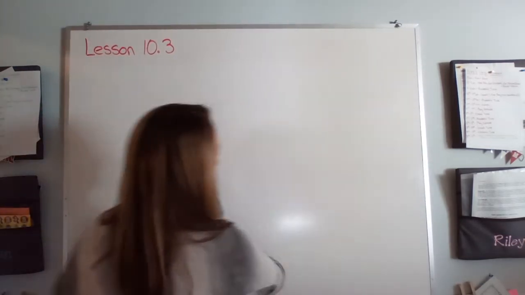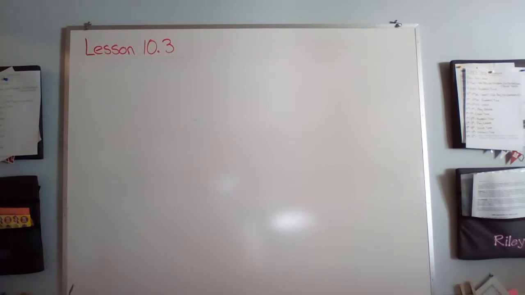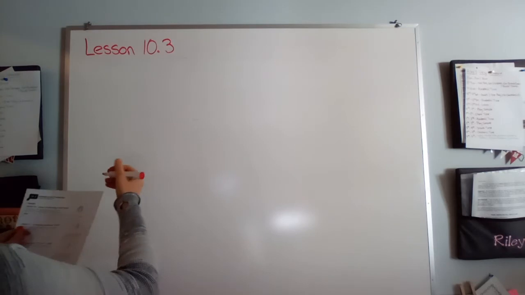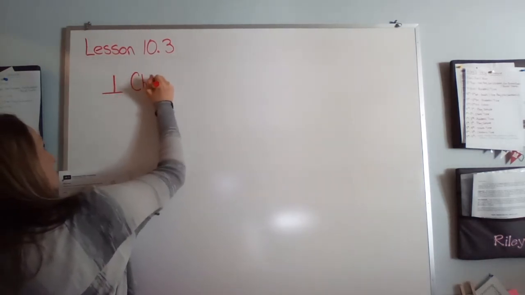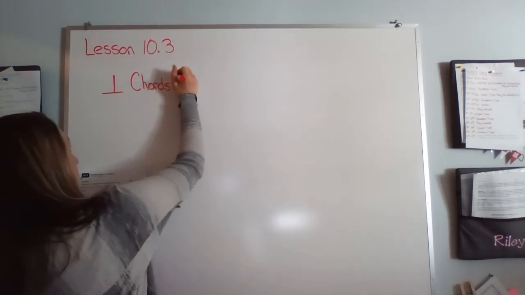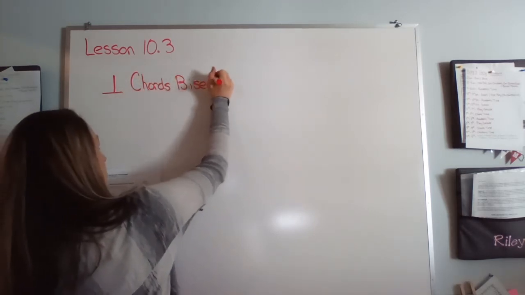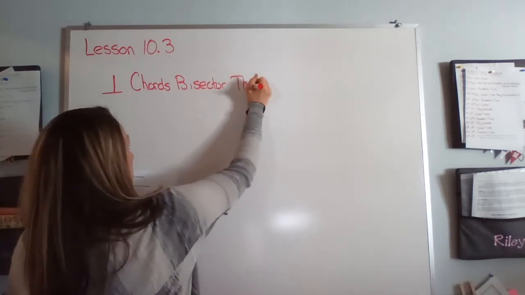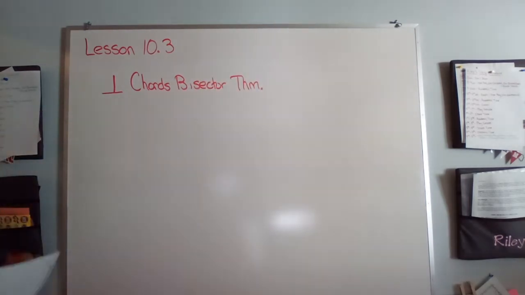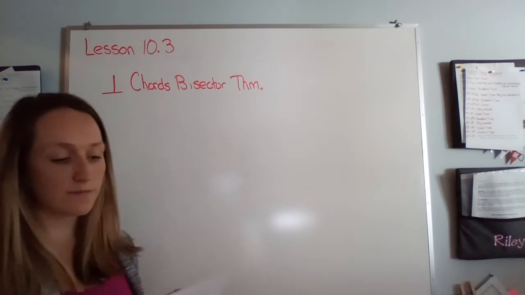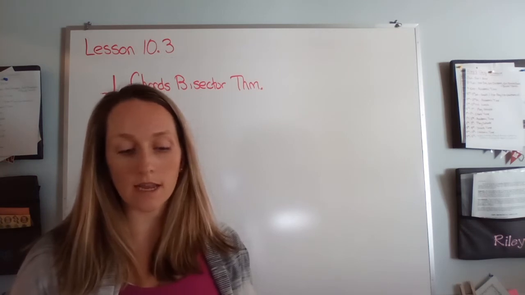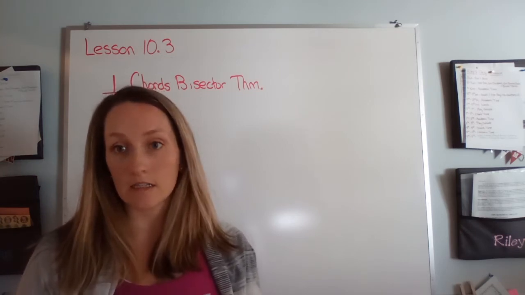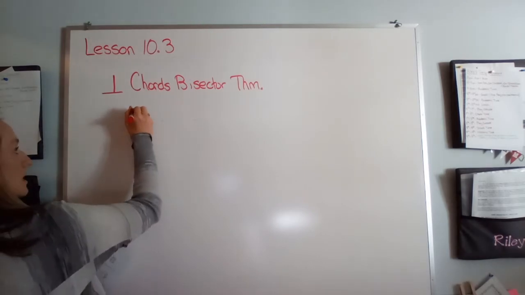This theorem, just give my board a second to dry, is the perpendicular chord bisector theorem. This theorem says, if a diameter of a circle is perpendicular to a chord, then the diameter bisects the chord and its arc. I'm going to set this up as a given.